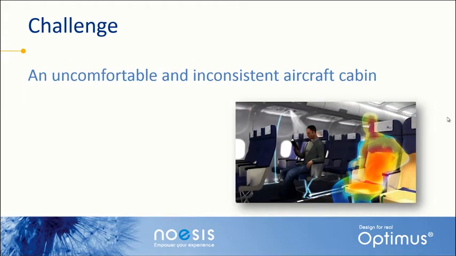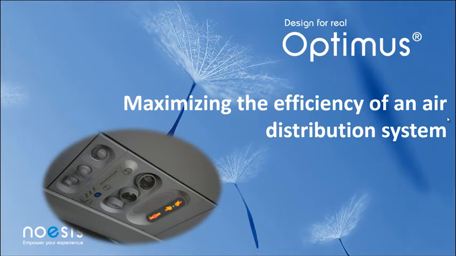Now, for this case study, the challenge is pretty simple. We've got a person in an aircraft cabin, and we want to make sure that all of the people in the aircraft cabin have the same temperature experience. We want to eliminate uncomfortable and inconsistent aircraft cabins. Ultimately, we want to maximize the efficiency of an aircraft air distribution system.